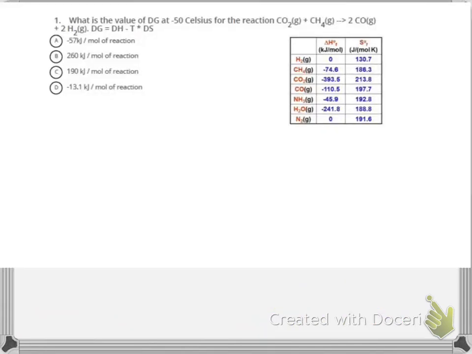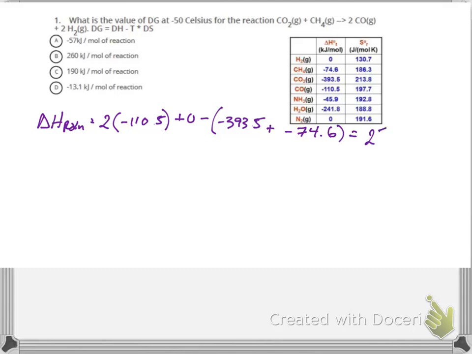Okay, in this problem, we want to calculate delta G from a table of data. First thing we have to do is calculate delta H. We do that for the reaction products. We sum up the products and we subtract them from the sum of the reactants. We do that, we get 247.1 kilojoules per mole.